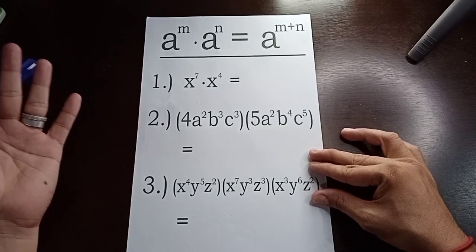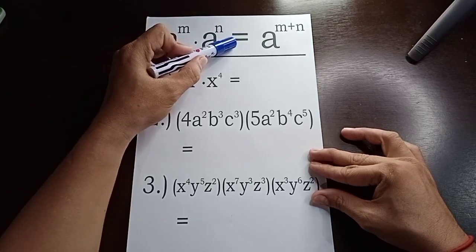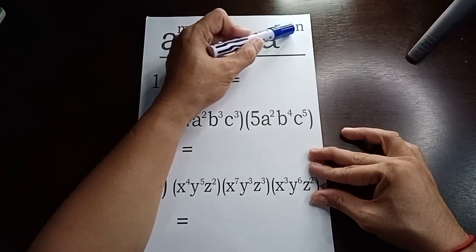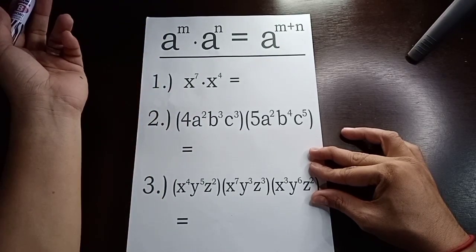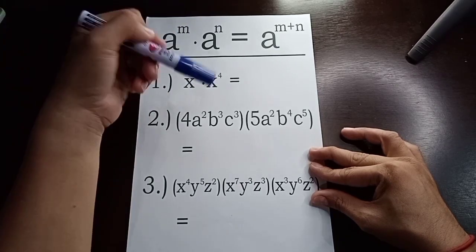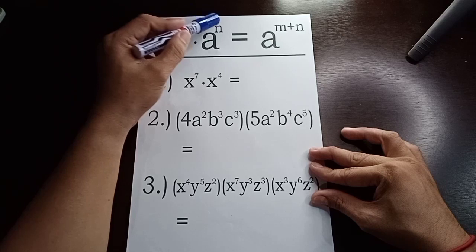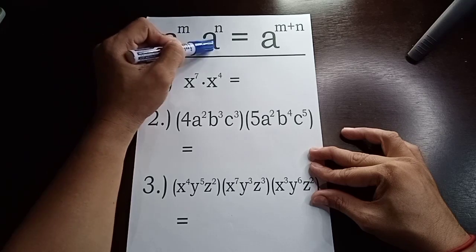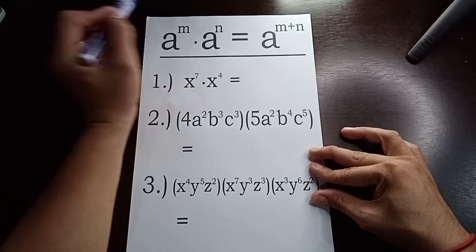The next rule is the product rule. A raised to m times a raised to n is equal to a raised to the sum of m and n, or m plus n. This says that to multiply two exponents with the same base, you keep the base and add the powers or exponents. Tandaan natin, kung mag-a-add tayo ng exponents using product rule, kailangan magkapareha ang base nila. Kung hindi magkapareha ang base nila, do not add the exponent.